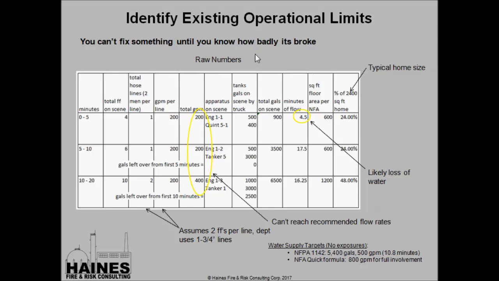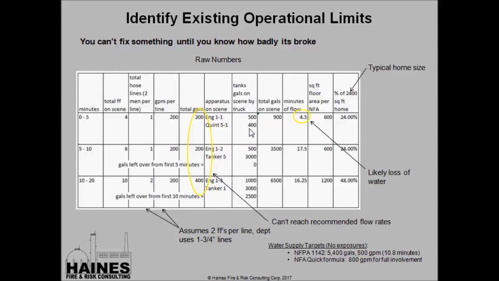So in this analysis, the apparatus arrival order is shown in this column, and the number of firefighters available at our time periods is shown. As you can see, it's pretty thin. We start out with 4 guys in the first 5 minutes, and we only get 10 in the 10 to 20 minute period. Because of that, we can't get a whole lot of hose lines in play. They're using 1 3/4 at 200 gallons a minute. So we're stuck with a 200 gallon a minute fire ground using 1 3/4 hose lines for the first 5 to 10 minutes of the fire.